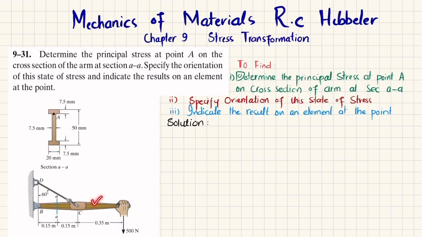You can see this is the arm that has a pin support at point B, and there is a rope which gives support to this arm, and a load of 500 Newton is applied. The cross section at section A is shown over here, that is an I beam. So you have to find the principal stresses at point A, then specify the orientation and indicate the result on the element. So let's start with the solution.